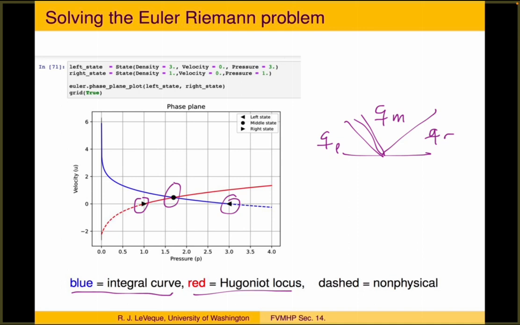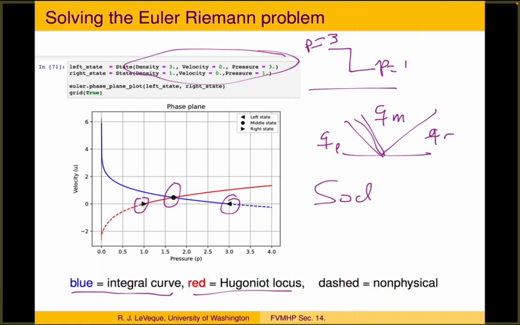For this particular set of data, which is up here, it was density 3, velocity 0, pressure 3 on the left, and density 1, velocity 0, pressure 1 on the right. So this is a particular shock tube problem where we had a higher pressure, equals 3 on the left, pressure equals 1 on the right, the same velocity on both sides, and also a particular jump in densities. This is what's often called the Sod shock tube problem after Gary Sod, who used this particular example in testing a bunch of numerical methods back in the early days of computing this kind of solution.